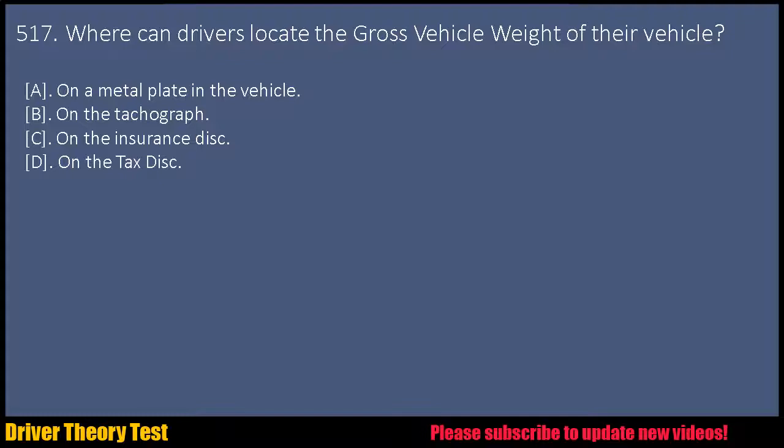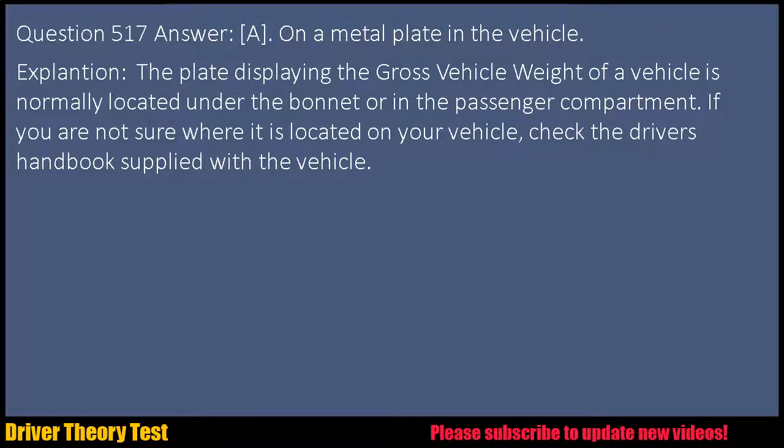Question 517. Where can drivers locate the gross vehicle weight of their vehicle? A. On a metal plate in the vehicle. B. On the tachograph. C. On the insurance disc. D. On the tax disc. Question 517. Answer: A. On a metal plate in the vehicle.